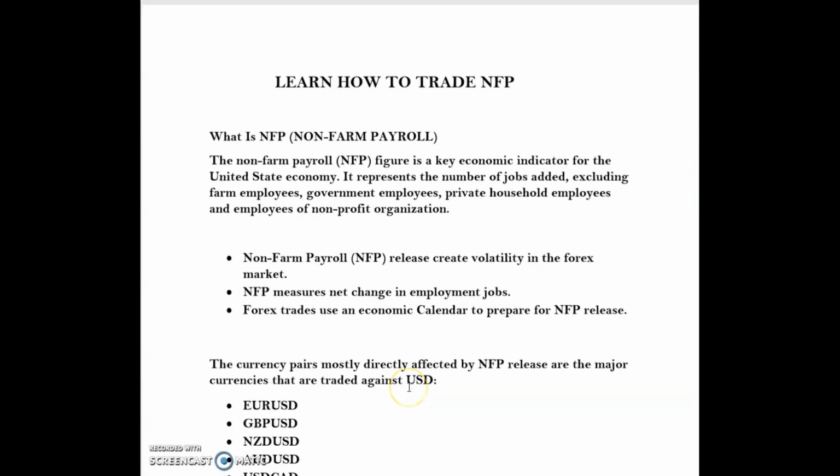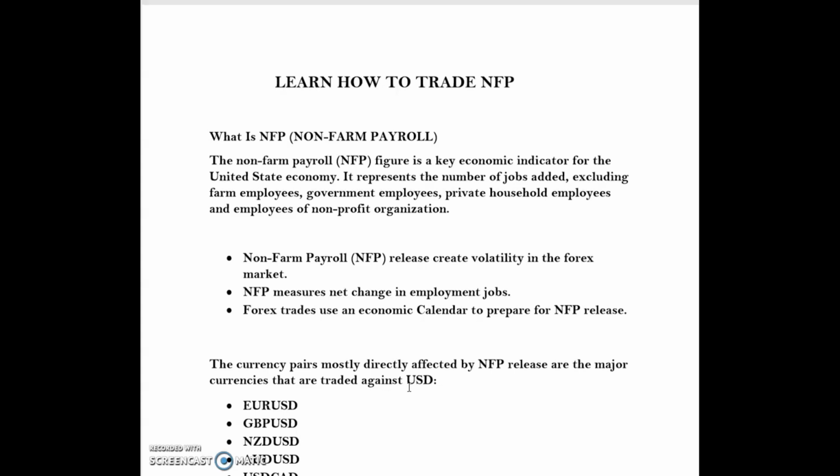The book starts off by explaining what NFP is, and NFP of course is an abbreviation for non-farm payroll. The book says the non-farm payroll figure is a key economic indicator for the United States economy. It represents the number of jobs added, excluding farm employees, government employees, private household employees, and employees from non-profit organizations. So NFP release creates volatility in the forex market.